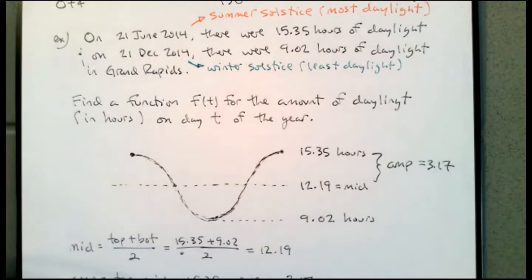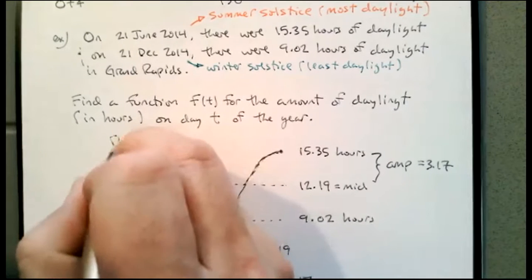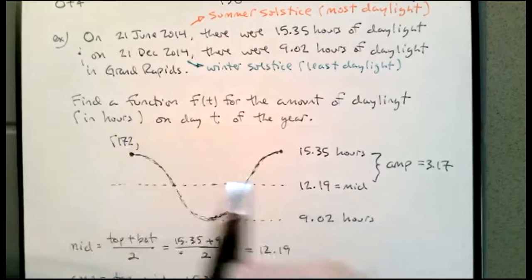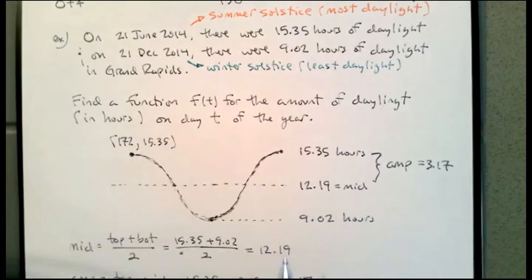Fortunately for us, the internet is available. I found this: June 21st, on a non-leap year, looks like day 172. So on day 172, we had 15.35 hours of daylight. And December 21st, when we had the least daylight, is day 355.